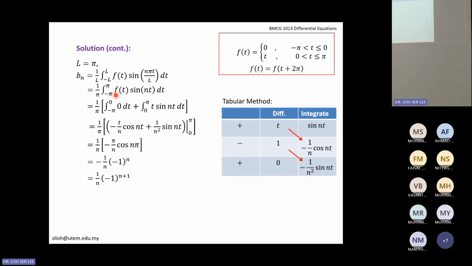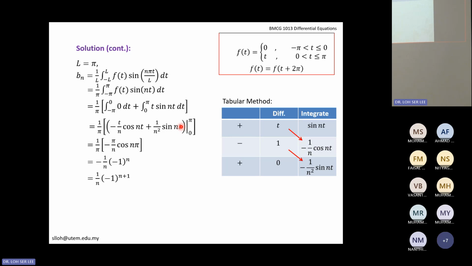Next we look at Bn. Bn is similar to An, it's just that here is sine instead of cos. You substitute L by pi, and separate the integration into two parts. This will be 0, and we integrate this using the tabular method. When you get this line, you substitute pi into this t, so negative pi over n cos n pi. You have this term.